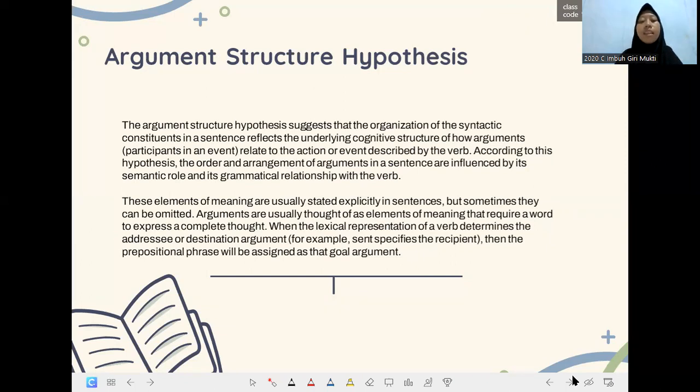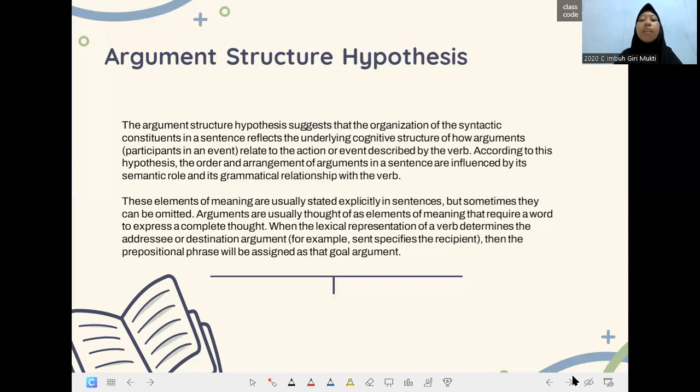And then these elements of meaning are usually stated explicitly in sentences, but sometimes they can be omitted. Arguments are usually thought of as elements of meaning that require a word to express a complete thought. When the lexical representation of a verb determines the address or destination argument, for example, like send specifies the recipient, then the prepositional phrase will be assigned as the goal argument.